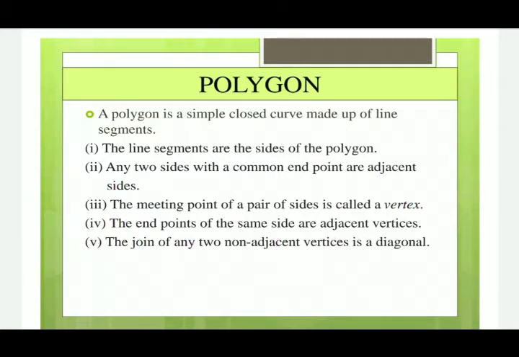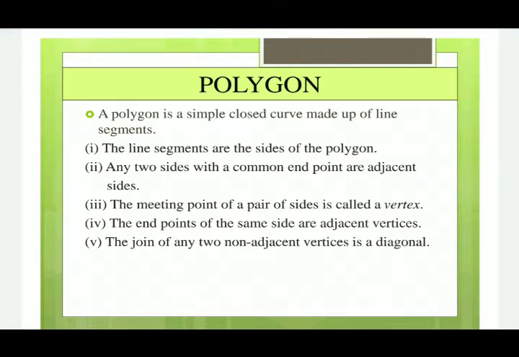Third, the meeting point of a pair of sides is called a vertex. So here you can see two line segments are meeting at a point over here. So this is a vertex. Fourth, the end points of the same side are adjacent vertices. So here this is the end point. So these 2 points are called adjacent vertices.